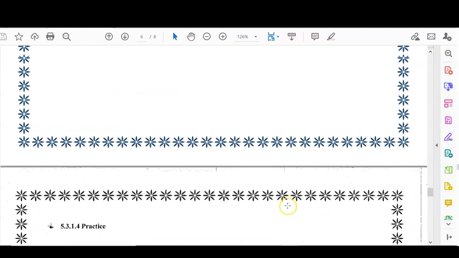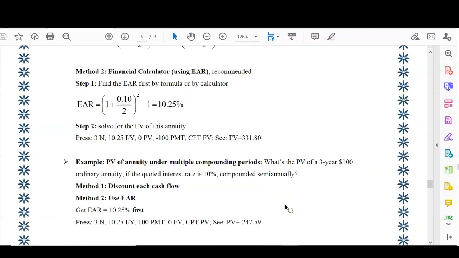So that's all for how to calculate the periodic rate or effective annual rate from the nominal rate, and how to do calculations using the periodic rate or effective annual rate.